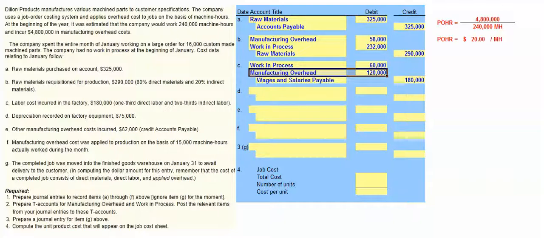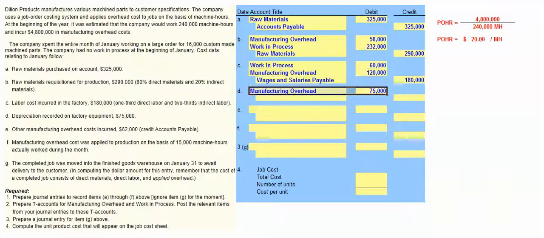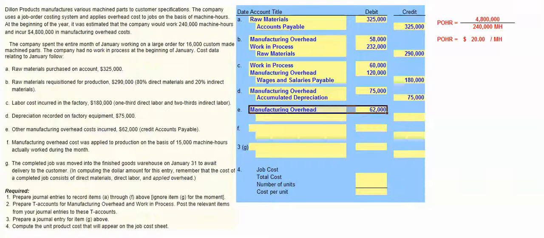Depreciation recorded on factory equipment is $75,000. Our depreciation is manufacturing overhead, so we'll debit manufacturing overhead for $75,000 and credit accumulated depreciation. Other manufacturing overhead costs incurred were $62,000, so we'll debit manufacturing overhead, and we're told that we will credit accounts payable.